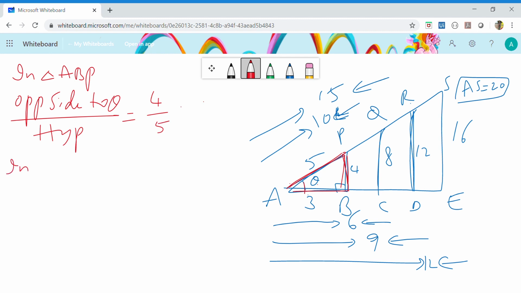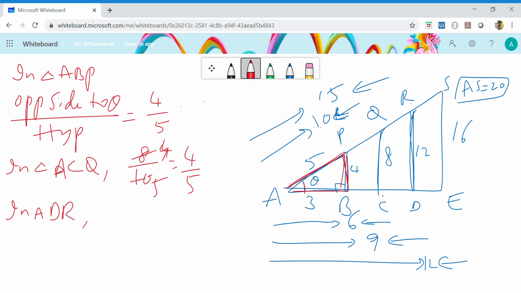In triangle ACQ, what will you get, opposite side by hypotenuse? 8 by 10. 8 by 10 is nothing but 4 by 5 again. So 4 by 5. Next, in triangle ADR, what is the opposite side? It's 12. And what is the hypotenuse? It's 15. So 3 fours and 3 fives. 4 by 5 I'll get.